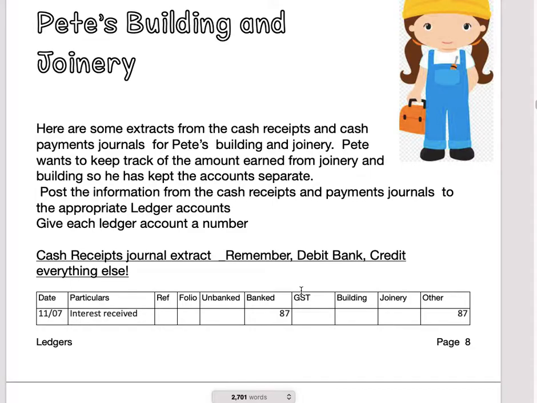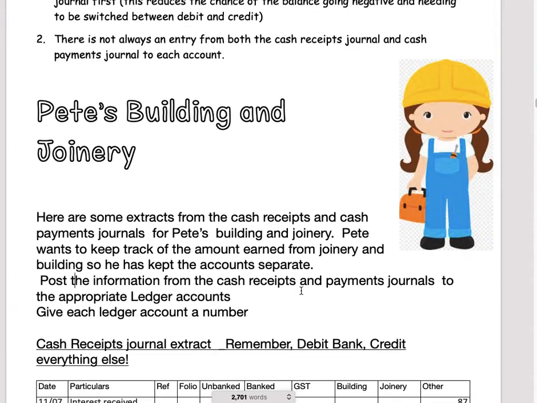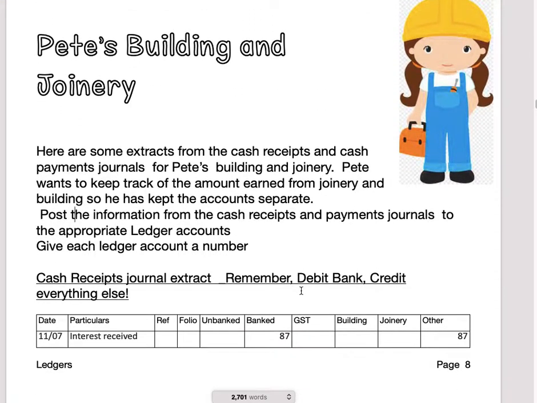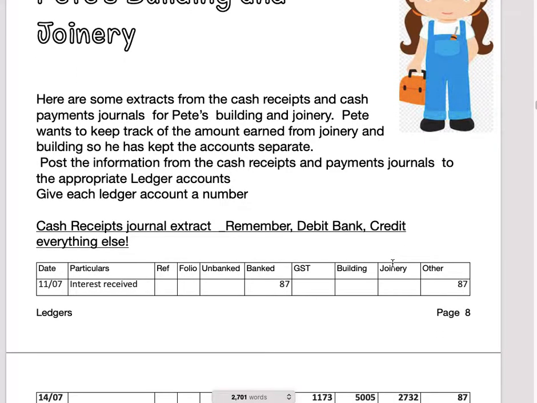I'll show you how to post things from the cash receipts and cash payments journal to the bank and the GST. So we're using the example Pete's Building and Joinery. It's on page 8 of the ledger book that you've got.